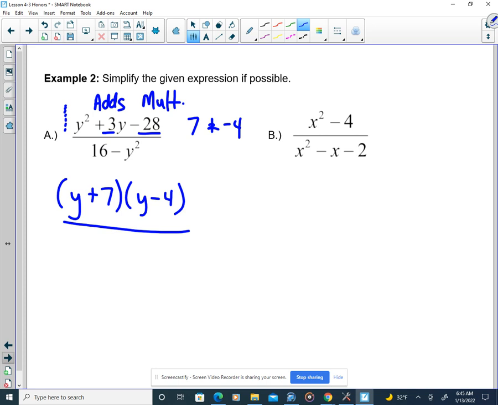And now let's factor the denominator. You should recognize this as one of those special cases. This is a difference of perfect squares, a perfect square minus a perfect square. So the denominator factors to 4 minus y times the quantity y plus 4.